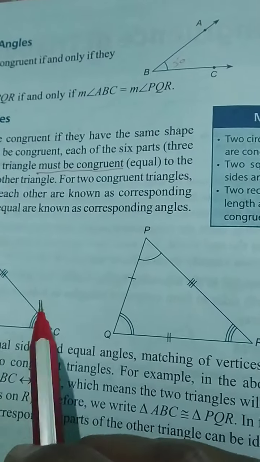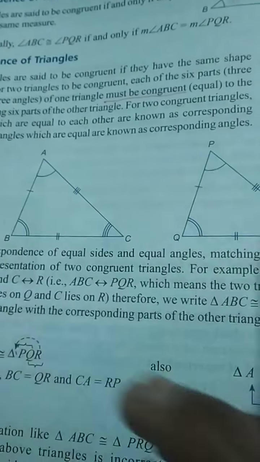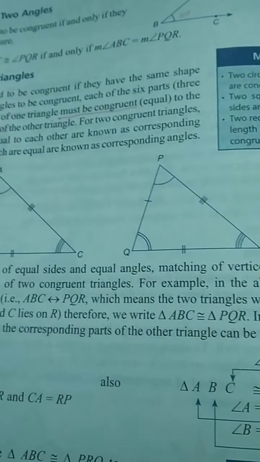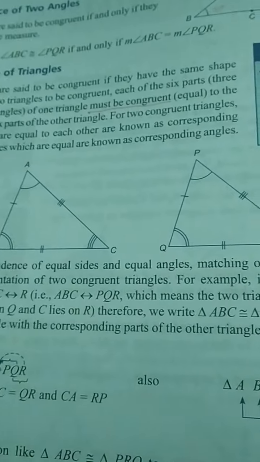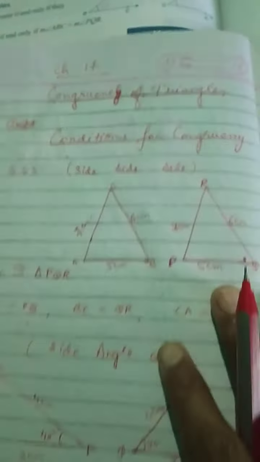Now we will discuss the conditions for two triangles to be congruent. There are 5 conditions, students. 4 are given in your book, but you have to study 5 congruency conditions in this class.